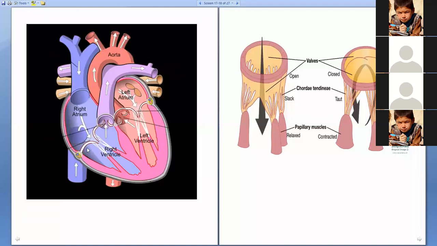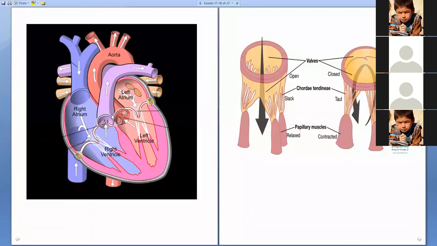We have valves. This is the right side of the heart. This is the left side of the heart. Between the right atrium and right ventricle, we have a valve. Between the right ventricle and the pulmonary trunk, we have a valve.